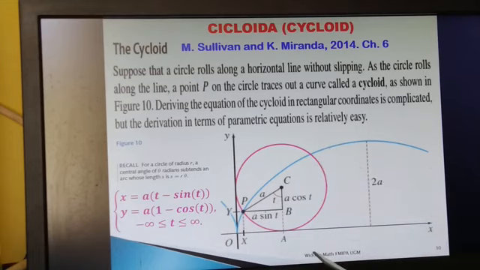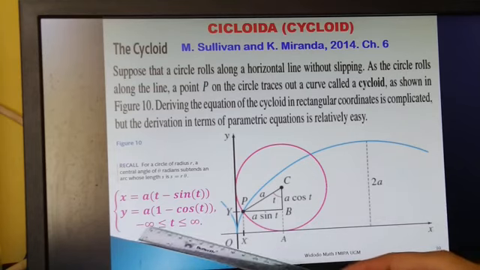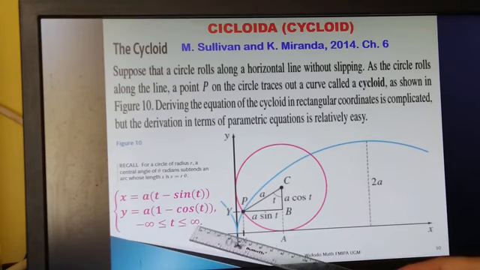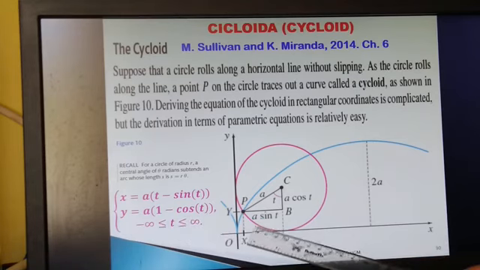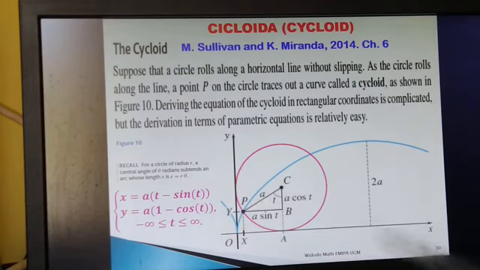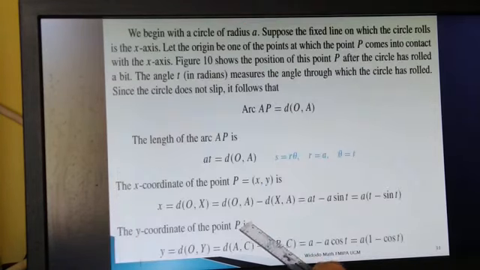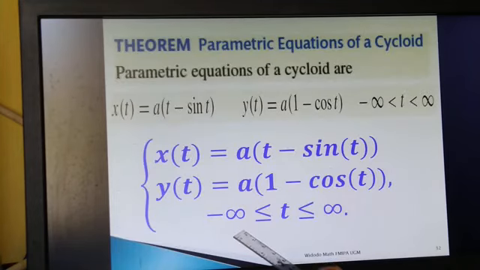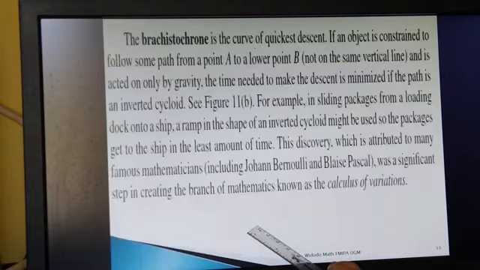By using the same way, we can also calculate the area of the cycloid for t between 0 and 2π. But if we take t between minus infinity and infinity, that means the circle slides many times. I don't want to do it in detail because it is not an example.